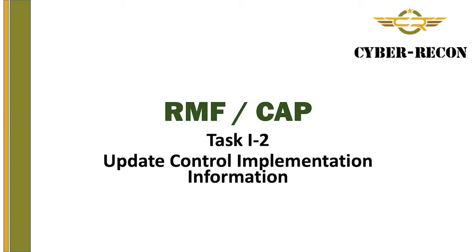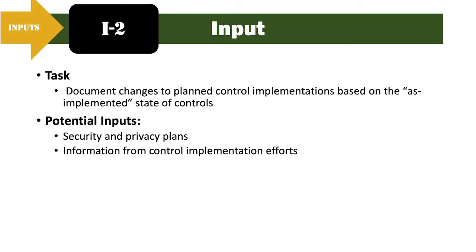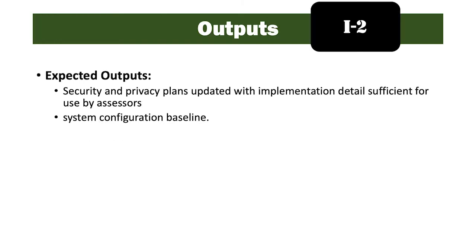This is task I2. In this task, we're going to update the control implementation information. We document changes planned to control implementation based on the as implemented state of the controls, and we'll talk about that a little later in this presentation. Potential inputs for this task are the security and privacy plans and information from control implementation efforts.